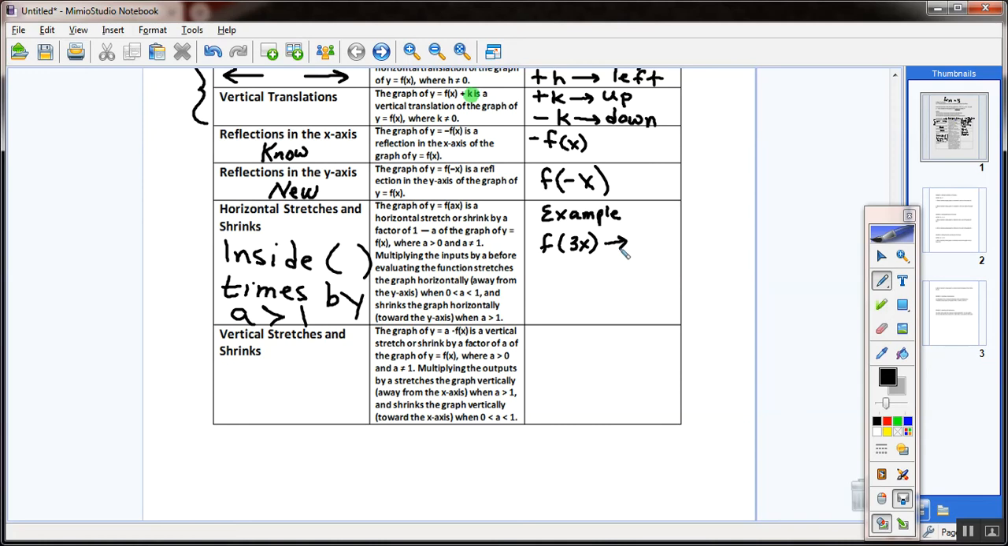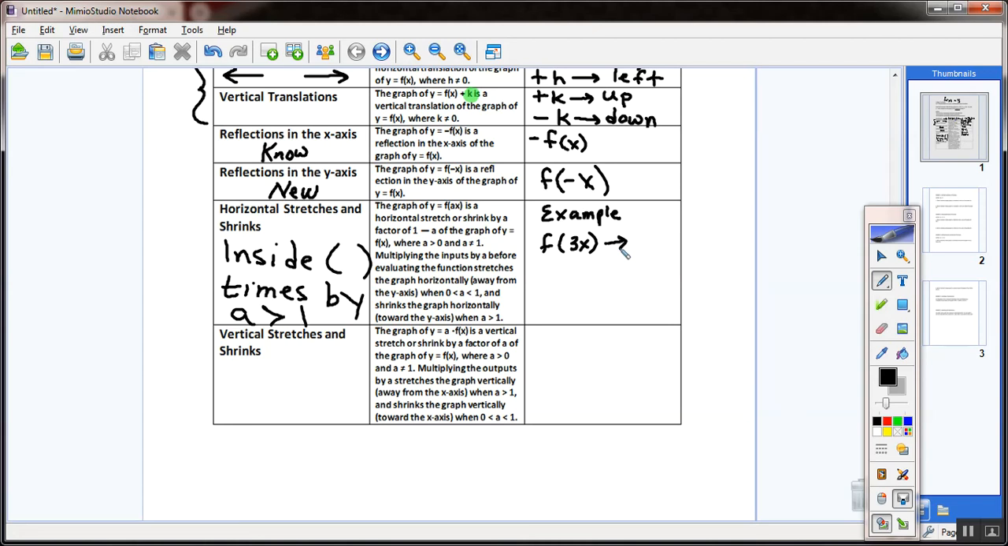What's it say right here? Where a is greater than 0, a cannot equal 1. It says right here, multiplying the inputs by a before evaluating the function stretches the graph horizontally away from the y-axis when it's between 0 and 1, and it shrinks the graph when a is greater than 1. Okay, so let's see.